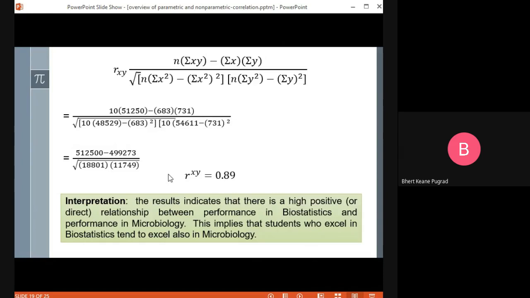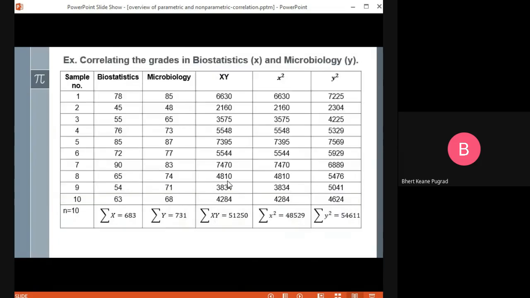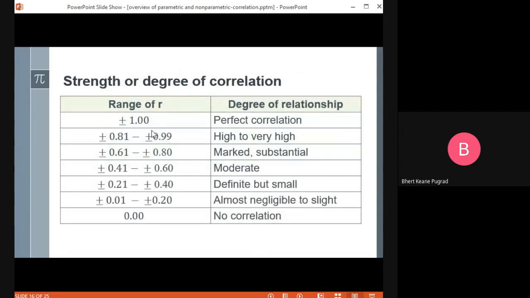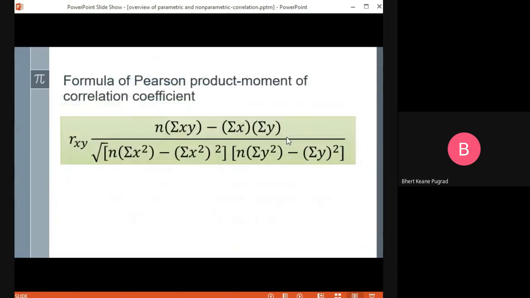The value of our r, or the Pearson product moment correlation coefficient, is 0.89. So this is a whole positive number. So kapag positive, it's a direct relationship and not an inverse relationship. And considering the score is 0.89, mataas yan. So let's go back to the table presented. 0.89 is around high to very high. So the degree of relationship is high to very high.